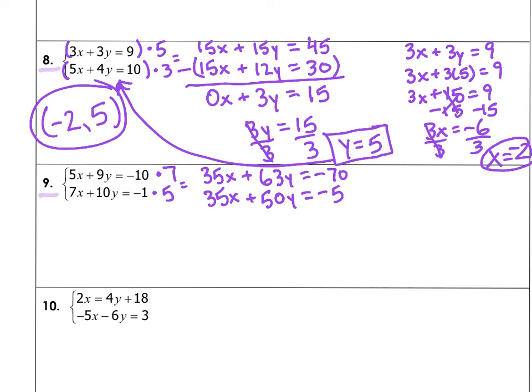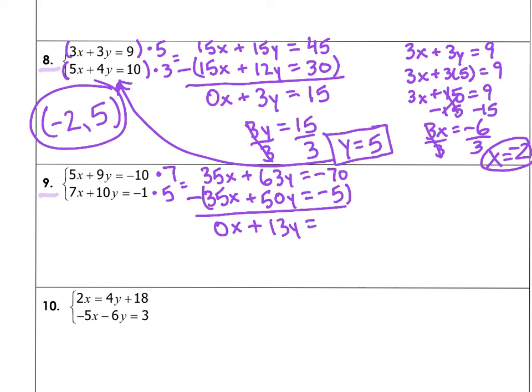Now these coefficients, 35, have the same sign. In other words, they're both positive. And because that's the case, I want to cancel these out, and to do that, I'm going to subtract. So I'm going to subtract the bottom equation from the top, but remember that whenever I subtract equations, this is distribution. So this will become 35x minus 35x. That will be 0x. Then I will have 63y minus 50y. Luckily enough, that comes out to be a positive 13y.